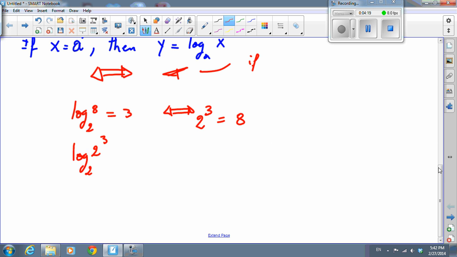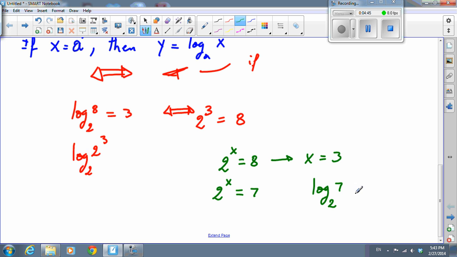Let's do another one. What if I say now that I'm going back to the same one, but I will say this time 2 to the power of x is equal to 8. Well, this tells me that x is equal to 3, right? So if I say 2 to the power of x is equal to 7, how will you get the answer? You will actually say log base 2 of 7 will give you your value of x. And of course, you will use your calculator or your log table to get this. But the calculator will be my first route.